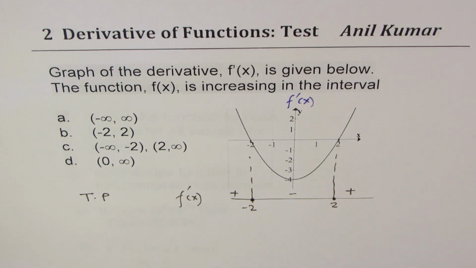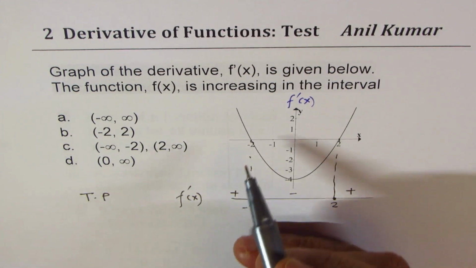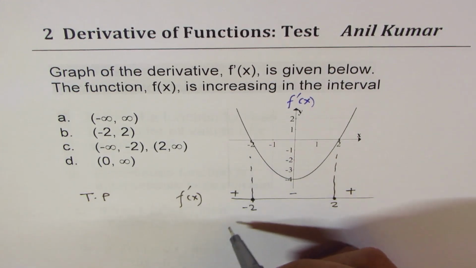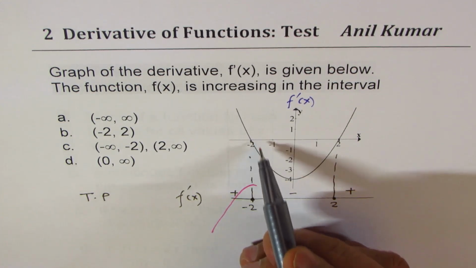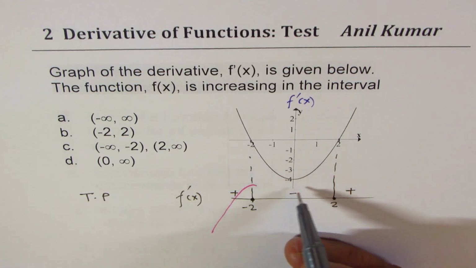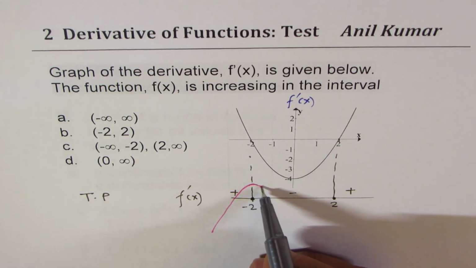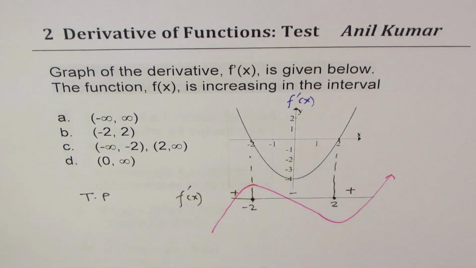Since it is positive here, that means the function is increasing in the interval minus infinity to minus 2, right? So it's kind of like this. The function is kind of increasing in this interval. Now here it is 0, so that's the turning point. Do you understand? Negative derivative means it is decreasing. It's kind of decreasing until it hits derivative 0.